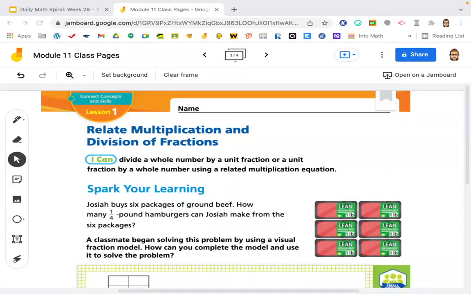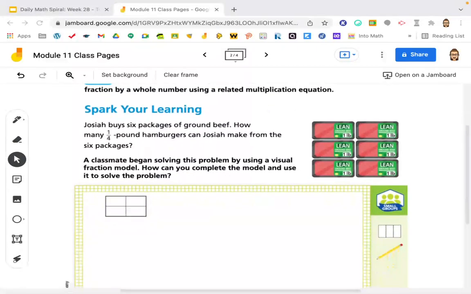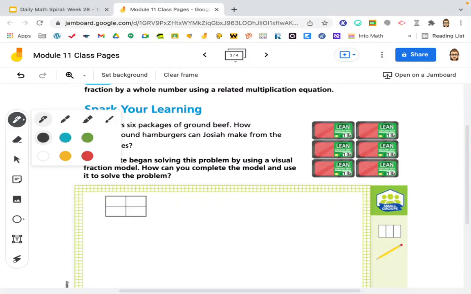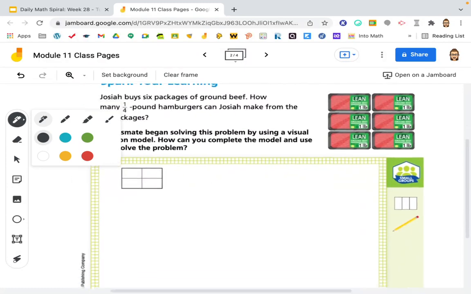Says Josiah buys 6 packages of ground beef. How many 1/4 pound hamburgers can Josiah make from the 6 packages? So the classmate began solving this problem by using a visual fraction model. How can we complete the model and use it to solve the problem? Well, first we're going to start. There's 1 pound, so we need to draw 5 more.